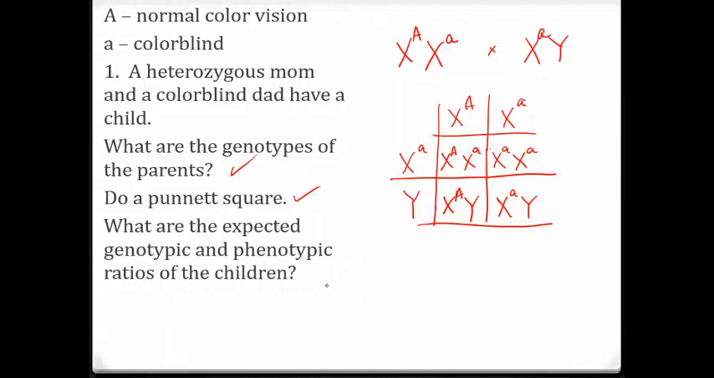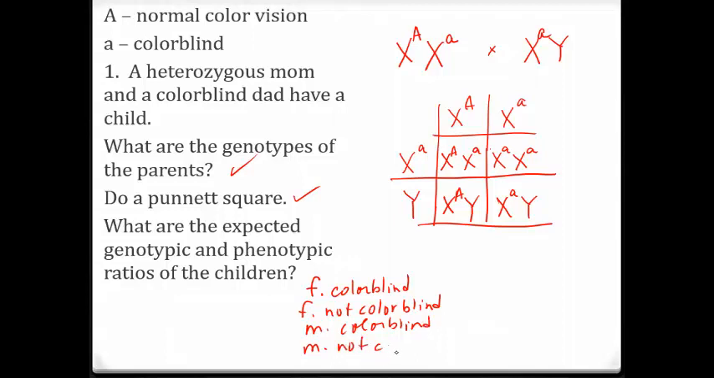So we need to say how many females are colorblind, how many females are not colorblind, how many males are, how many males are not. So we have all of our choices. Now we might have 0 for some of these, but just to throw out the fact that there are 4 different possibilities, since we are adding the male and female component to that.